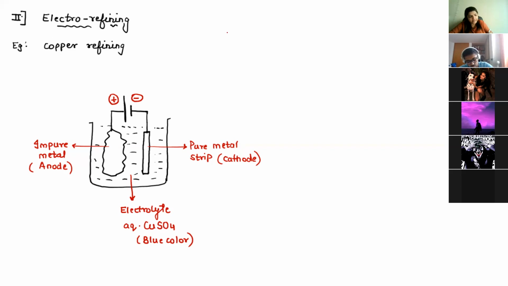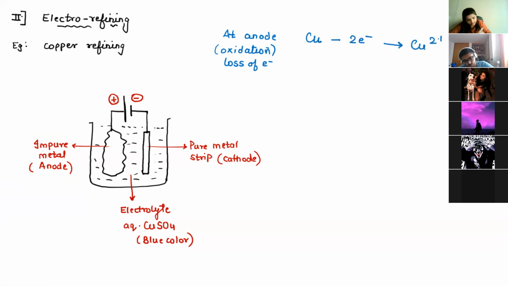What happens at cathode and at anode? So reaction at anode. Anode, it's oxidation. Oxidation is loss of electrons. So Cu losing 2 electrons, forming Cu2 plus. That happens at anode. And what happens at cathode?